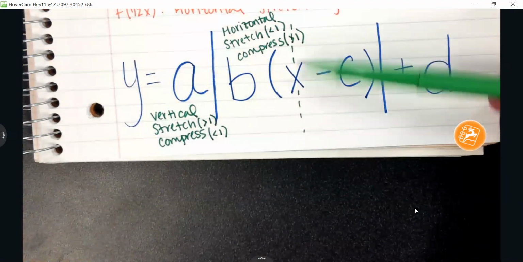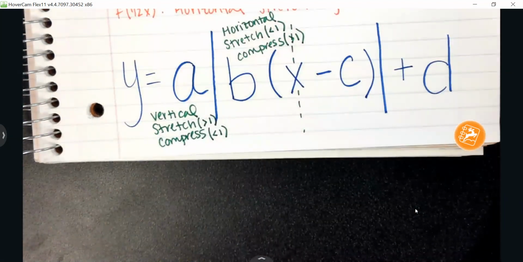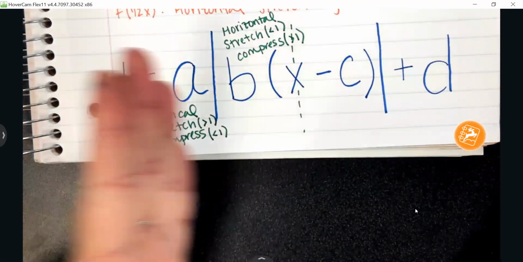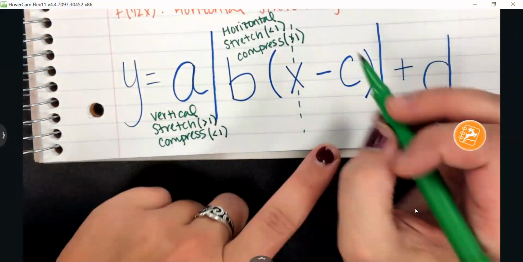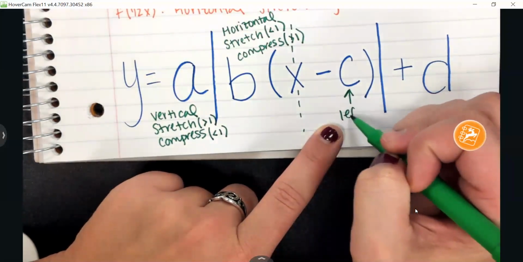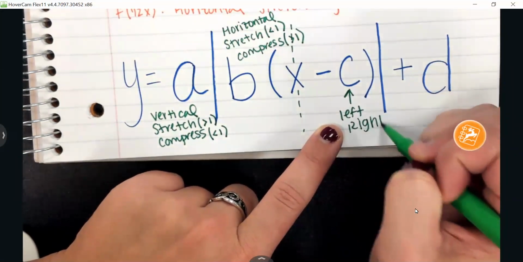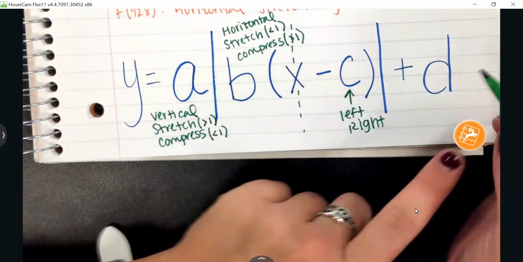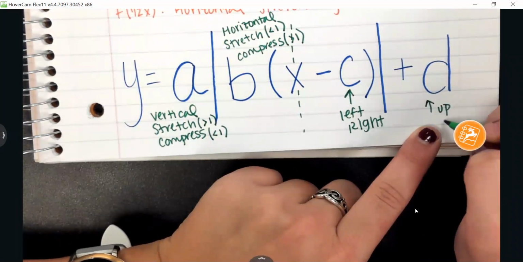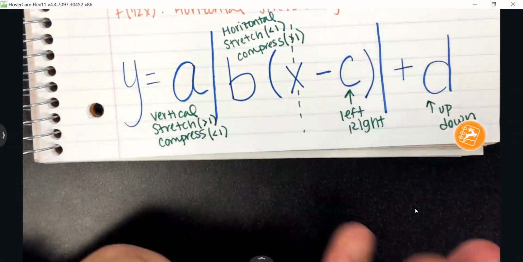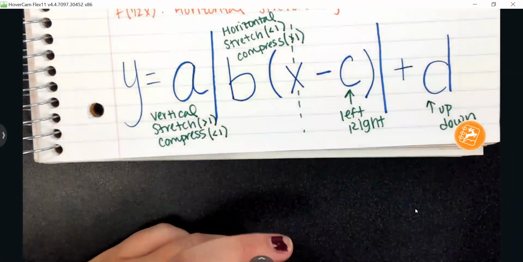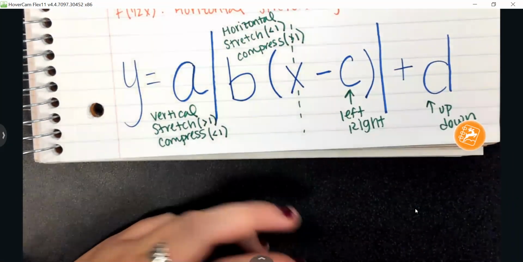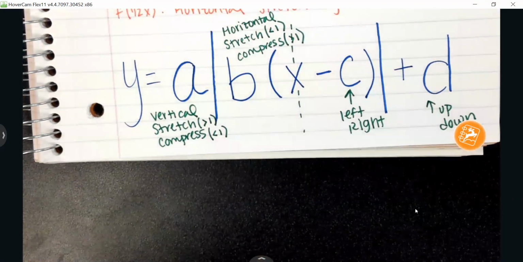Why did I divide this? Because everything before the X is only a stretch or a compress. There's no movement, okay? Everything after the X is where your up, down, left, right comes from. The C is inside, so it can move left or it can move right. And the D is outside, so it can only move up or down. Sounds like a lot, but as we're going through these problems we're about to do, I think you'll catch on to it. It's very repetitive, okay?